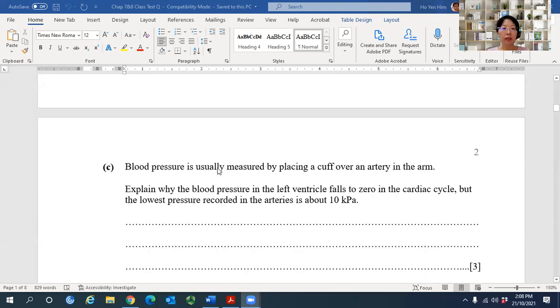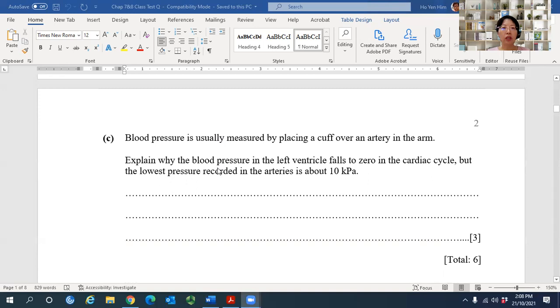Next question, C. Blood pressure is usually measured by placing a cuff over an artery in the arm. When you measure blood pressure, it is usually reported as 2 pressures, right? The average normal is 120 over 80, isn't it? Both of them are in millimetres of mercury. All right. So there are 2 readings there.